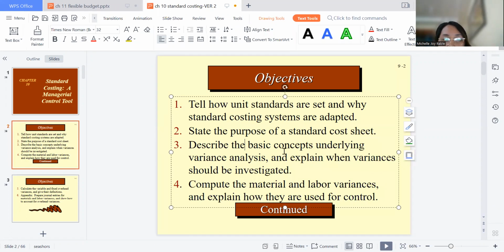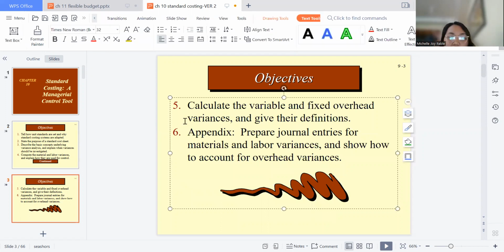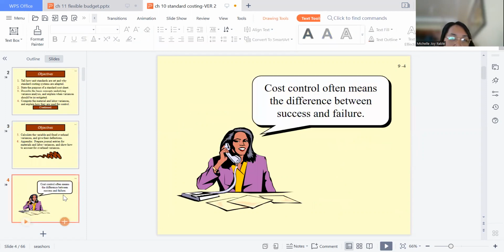Number three, describe the basic concepts underlying variance analysis and explain when variances should be investigated. Number four, compute the material and labor variances and explain how they are used for control. Number five, calculate the variable and fixed overhead variances and give their definitions. Number six, appendix: prepare journal entries for materials and labor variances and show how to account for overhead variances.